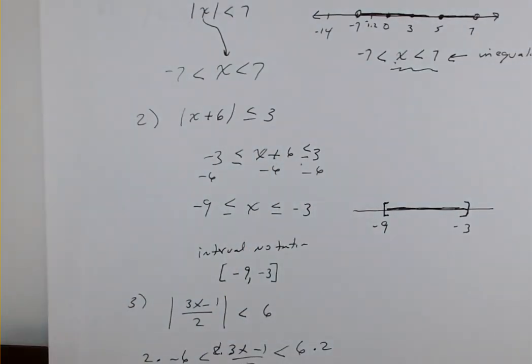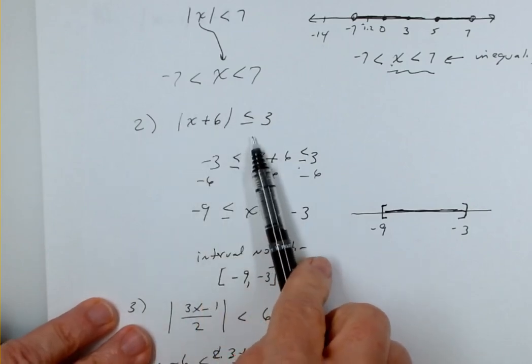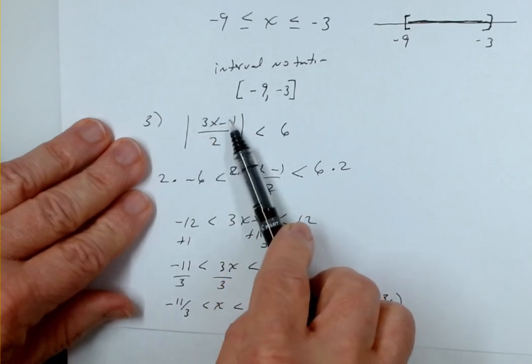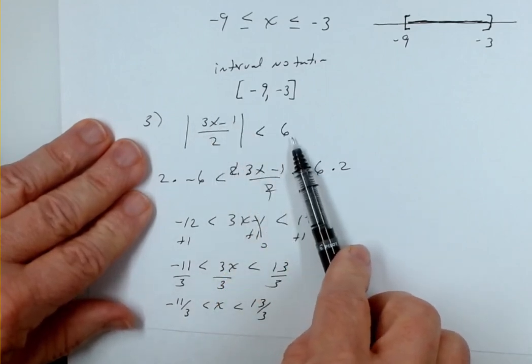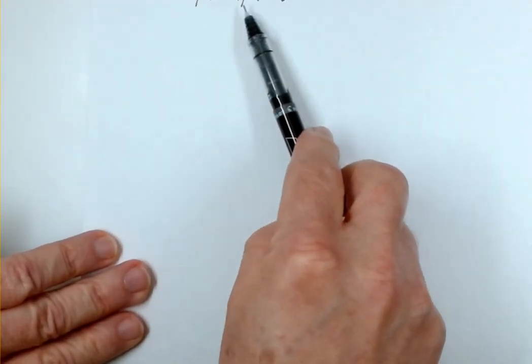Are there numbers whose absolute value is less than or equal to 3? Yes. So I'm going to have solutions. Over here, are there numbers whose absolute value is less than 6? Yes. So we're going to have solutions. So when I look at number 6, are there numbers whose absolute value is less than -3? No, because the absolute value of a number is always positive or 0. It is never negative.